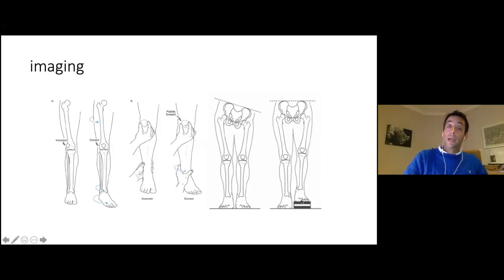And then similarly, length issues can cause apparent varus and valgus of limbs if you don't stand the patient on blocks. So again, it's really important that you stand your patients on blocks and level the pelvis when it comes to imaging.